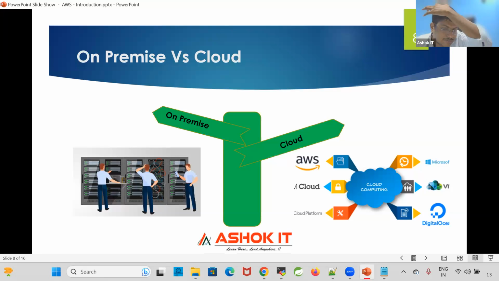What is the meaning of cloud infrastructure? Whatever infrastructure you need for your company, you take the infrastructure for rent. You don't need to purchase anything. You don't need to manage anything. Whatever infrastructure is required for your company, whatever is required for the project, you take it for rent. You use it, and you pay rent for the usage.